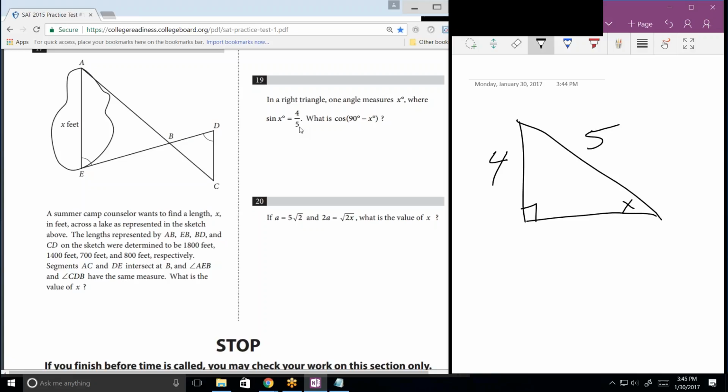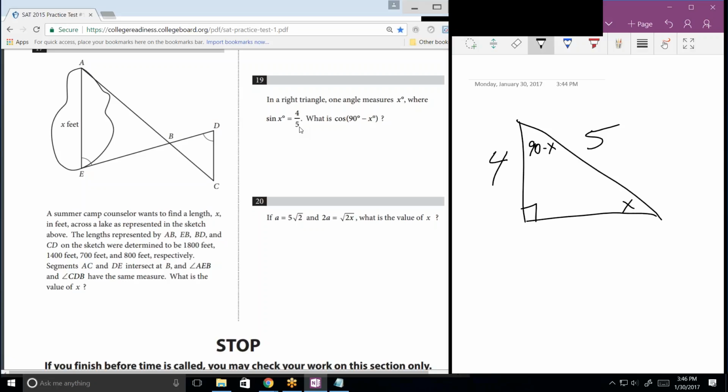What's this side down here got to be? You don't even need to know that side. Notice that this angle right there is 90 degrees minus X, correct? Regardless of what X is, it's always complementary to that angle. So what's the cosine of that angle? Four over 5. Yeah, same thing.